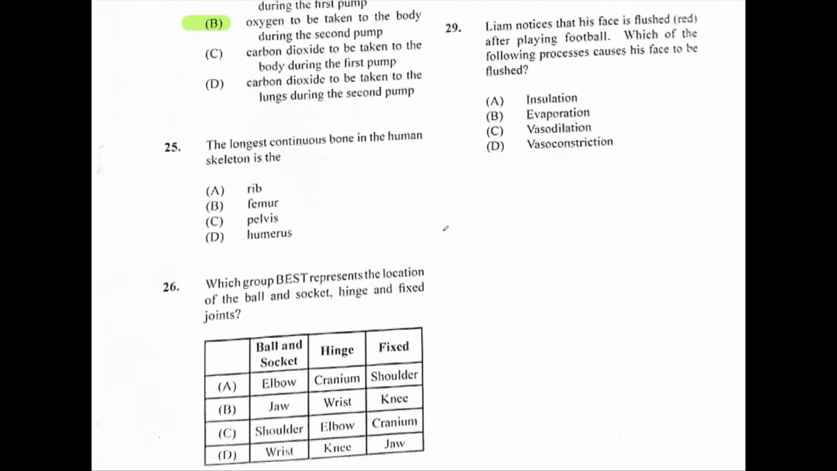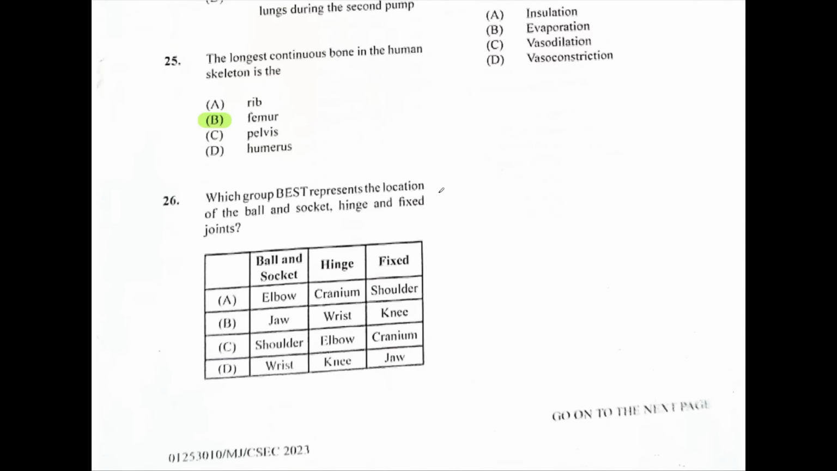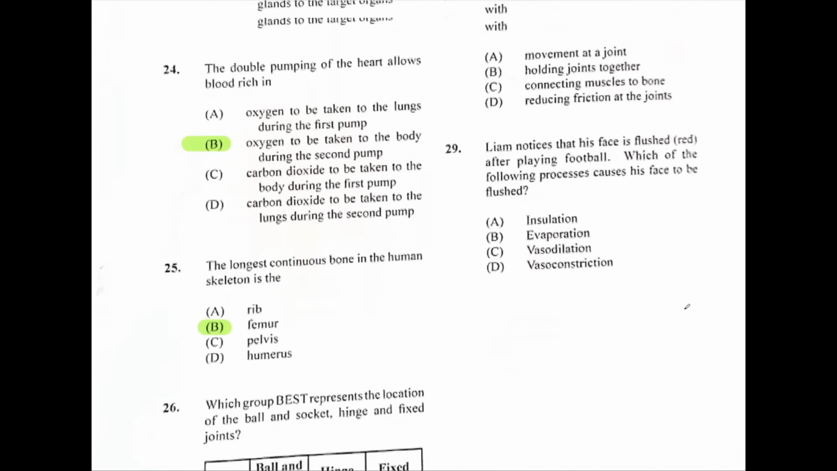The longest continuous bone in the human skeleton is the one in your thigh, and that is your femur. For 25, which means we are on to the skeletal system. Which group best represents the location with ball and socket, hinge and fixed joints? Just take your time. We have a ball and socket. We know that is either your shoulder or your hip, and the only one with shoulder here is C. So already 26, we have gotten the answer as C.